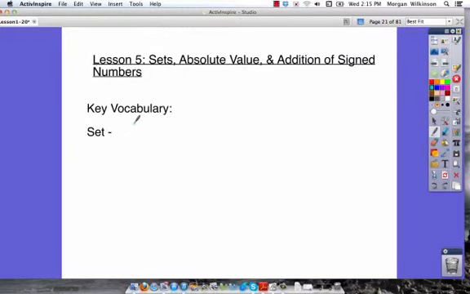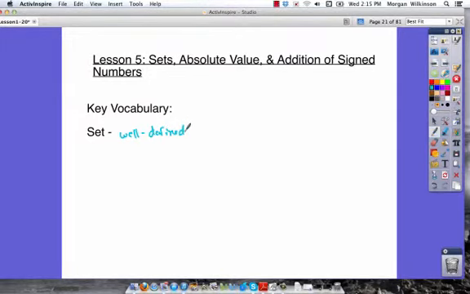Lesson 5. In Lesson 5 we're talking about sets, absolute value, and addition of signed numbers. One of our key vocabulary words is just a set. A set is a well-defined collection of things. Specifically, when we're talking about math, it's going to be a well-defined set of numbers.